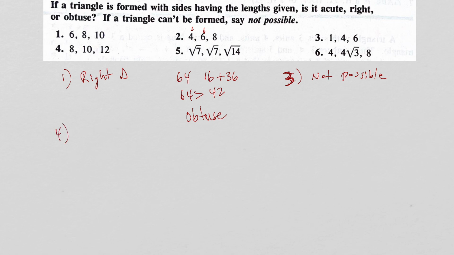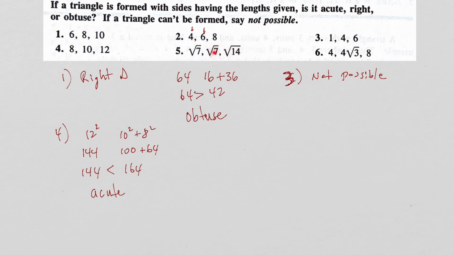Number 4, this must be the C. So we're going to say 12 squared, and we'll do 10 squared plus 8 squared. So 144, this is 100, and this is 64. So 144 is less than 164, so this is acute.